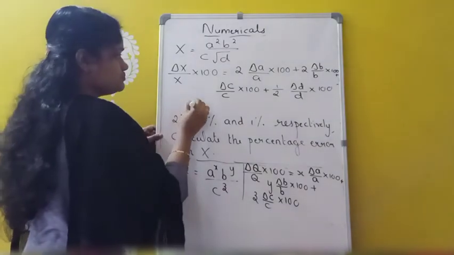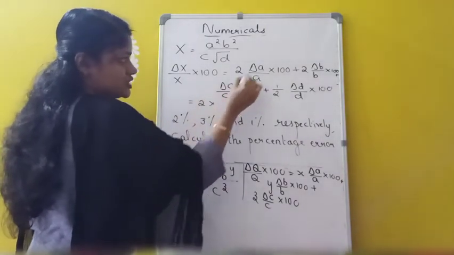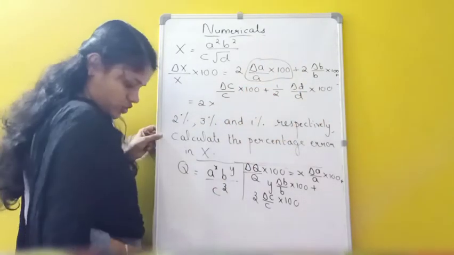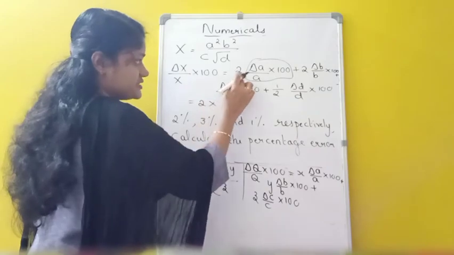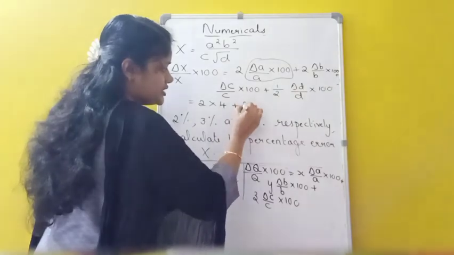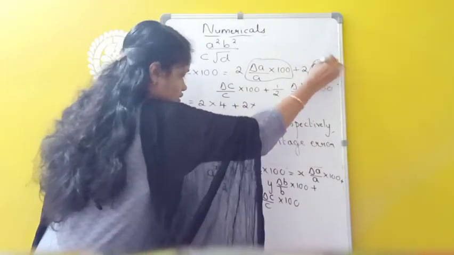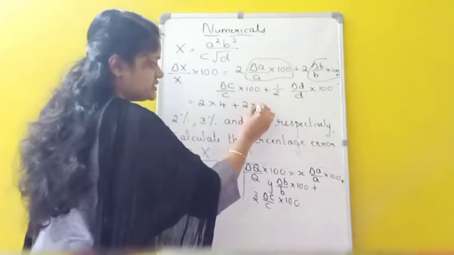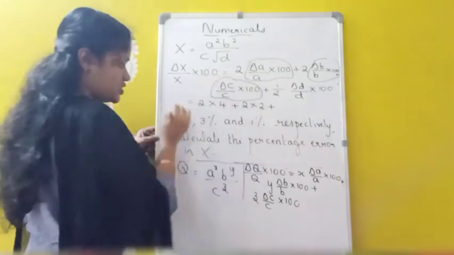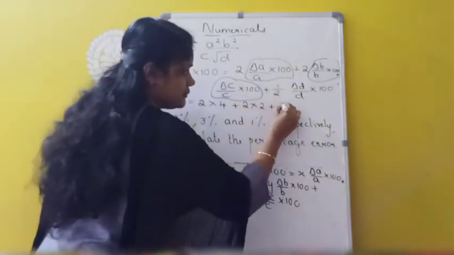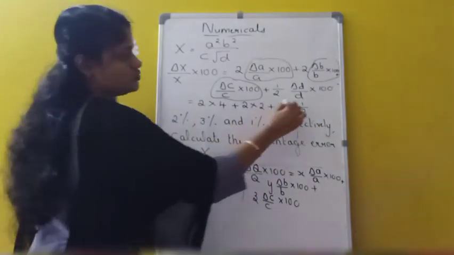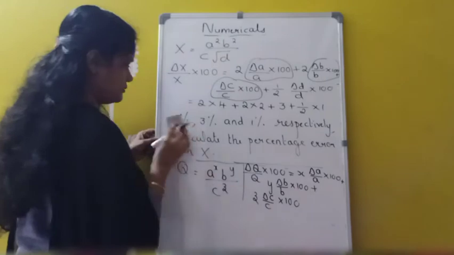That is equivalent to 2 into, so instead of delta A by A into 100, that means percentage error in A, it is already given here, that is 4 percent. So instead of percentage error of A, we can write here as 4. Okay. Plus 2 into the percentage error in B, how much is it given? 2 percent. So I can put here 2, plus percentage error in C, instead of delta C by C into 100, we can write as how much here? 3, plus half into percentage error in D, how much is it? 1. So half into 1. Okay.